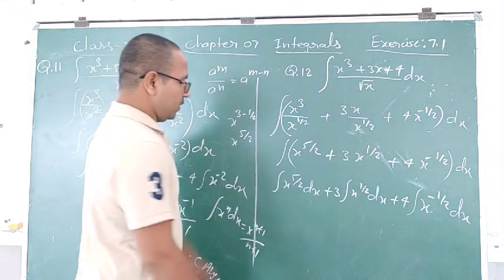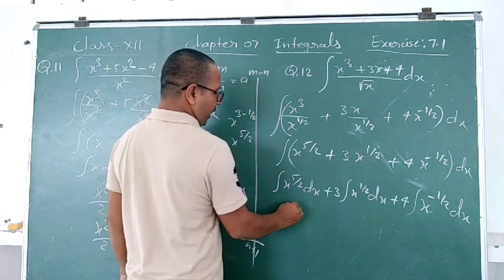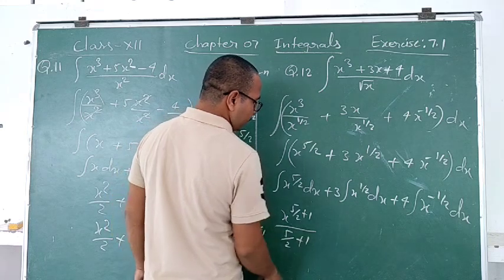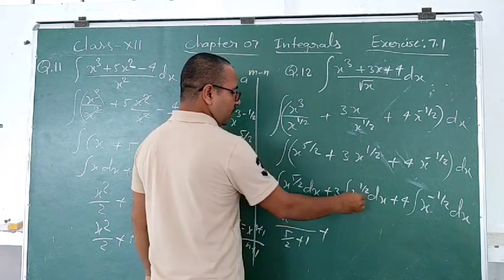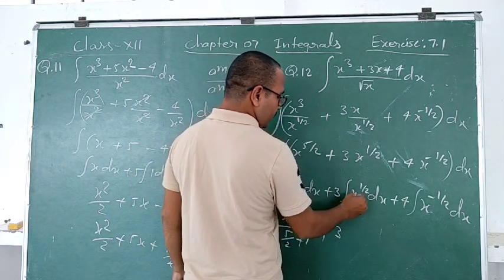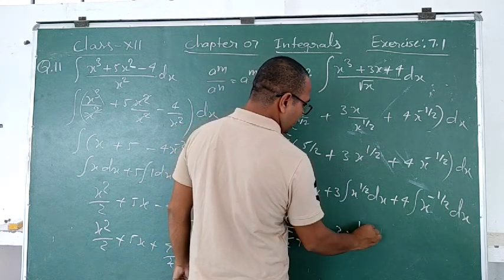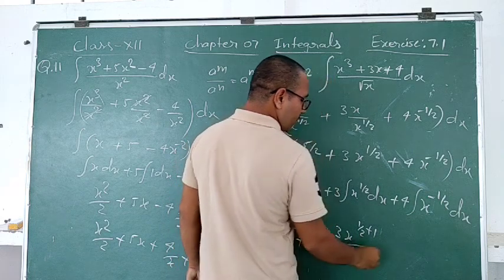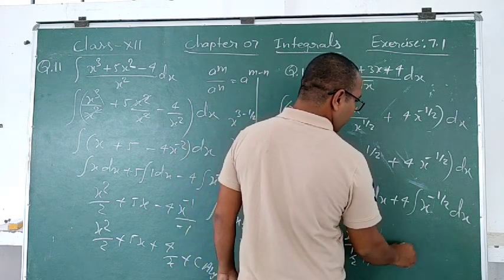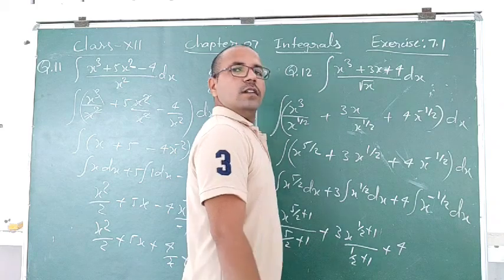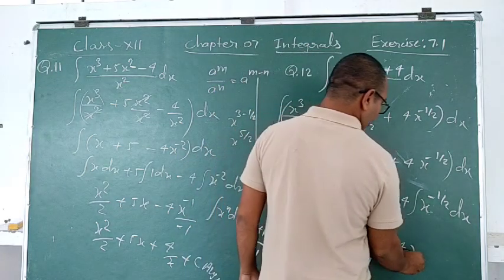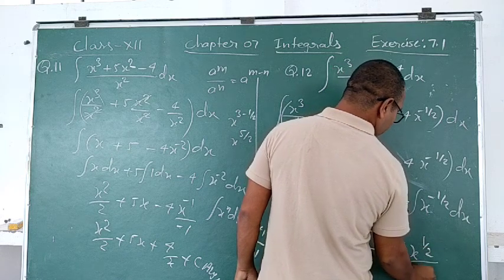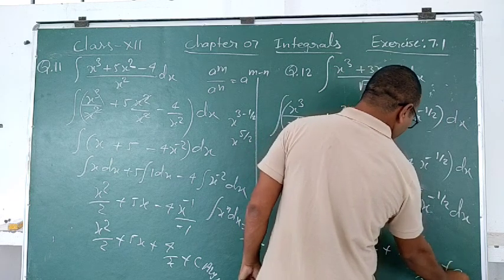So 5 by 2 is here, so it will become x to the power 5 by 2 plus 1 upon 5 by 2 plus 1, plus this one, 3 times x to the power 1 by 2 plus 1 upon 1 by 2 plus 1, plus 4 times x to the power minus 1 by 2 plus 1 upon minus 1 by 2 plus 1, and using one constant.